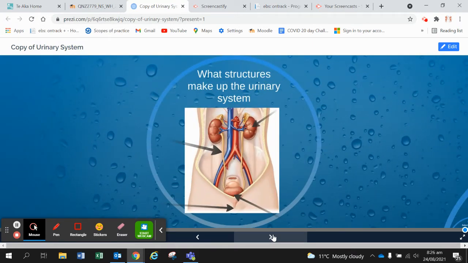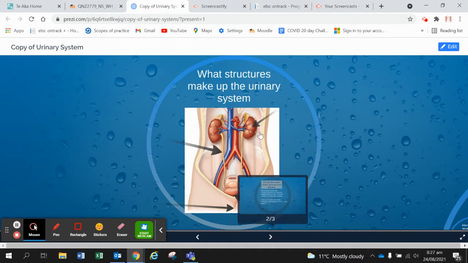What structures make up the urinary system? There are four main structures, and we go into a bit of depth on them as we go along. Here, these are your actual kidneys. On top of them are your adrenal glands. Now, the adrenal gland is not part of your urinary system. So we have our kidneys here, which are two bean-shaped organs.